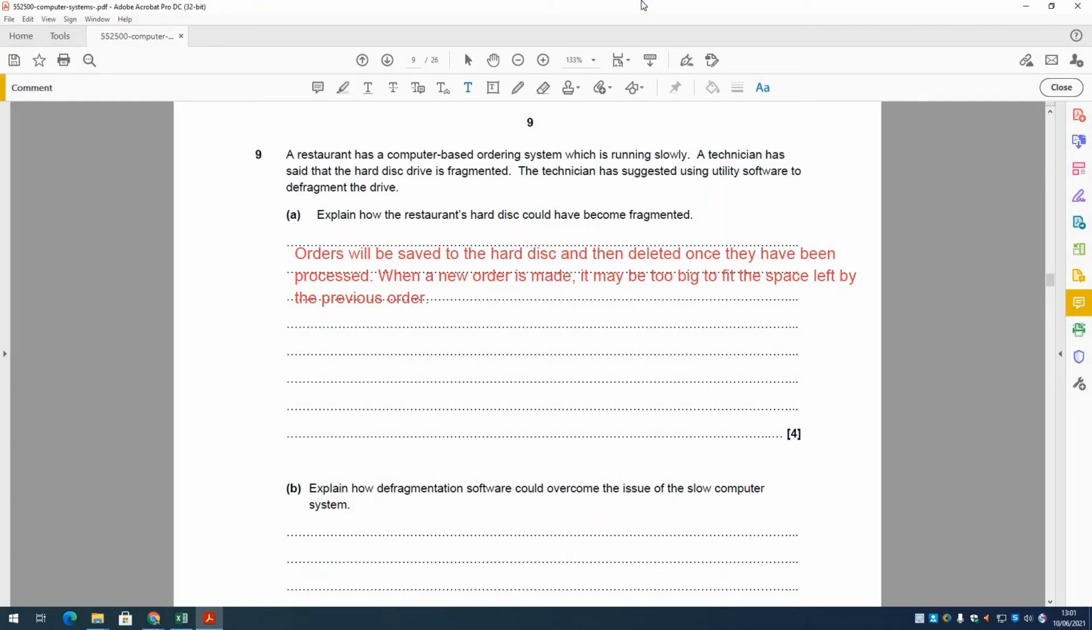Okay, so we've explained that. Then what we're going to move on to is we can explain the fact that the order then has to be broken up, and that's going to mean that you've got part of an order in one place and in another. To place the order, it may need to be split up, meaning it's physically in multiple places.